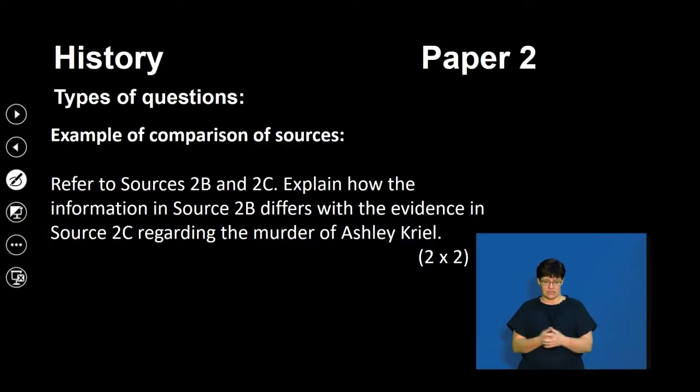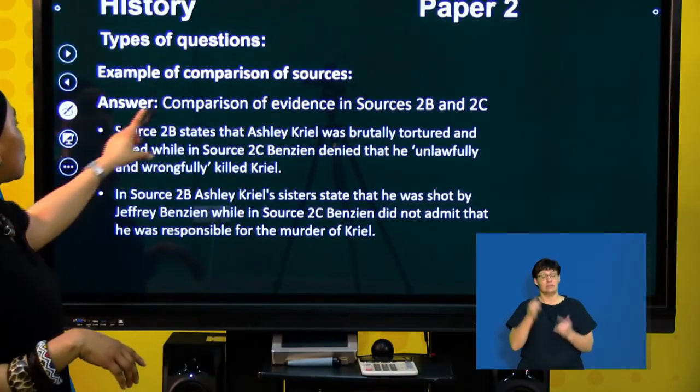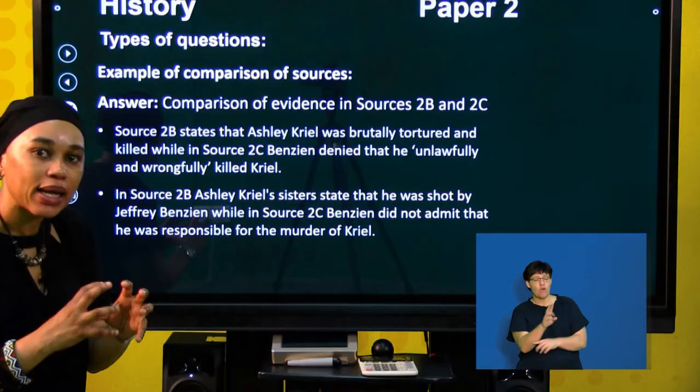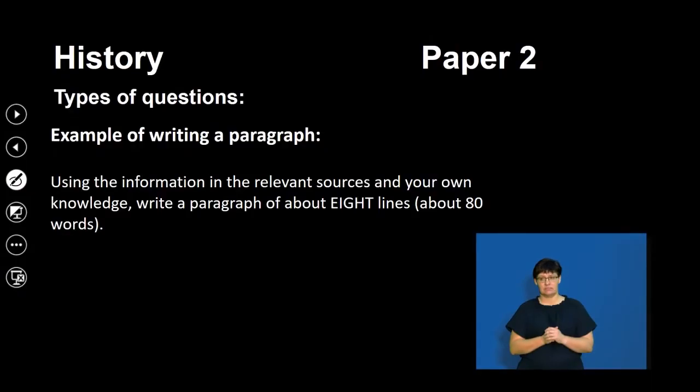Okay, now here, there's another question. Explain how the information in source 2b differs from the evidence in source 2c regarding the murder of Ashley Krill. Remember, we were looking at comparing. We are now looking at the differences. So again, here, you will be looking for the things that are similar. I'm not going to read all the answers here, but this is just to show you that when you're comparing, please make sure that you are looking for things that are similar. Don't start looking for differences there. That is very important. And then when you're writing a paragraph, remember you are synthesizing information.